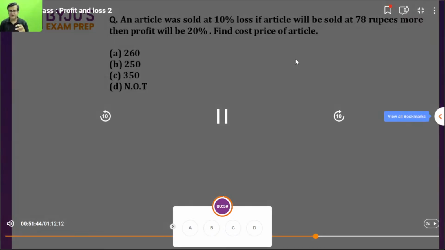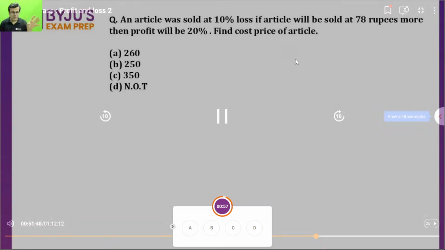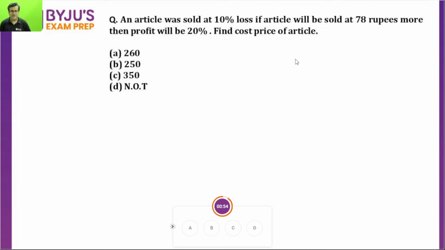My approach is more logical. I don't use the X method, I don't use formula-based things. Sometimes you will have to use them, not every time. Maximum times I ignore them.